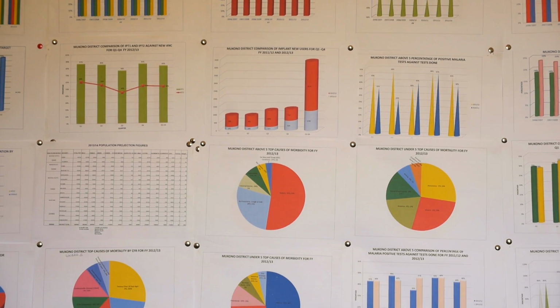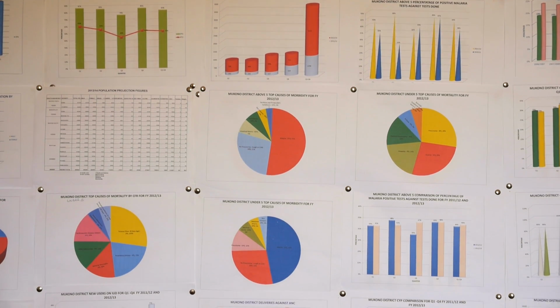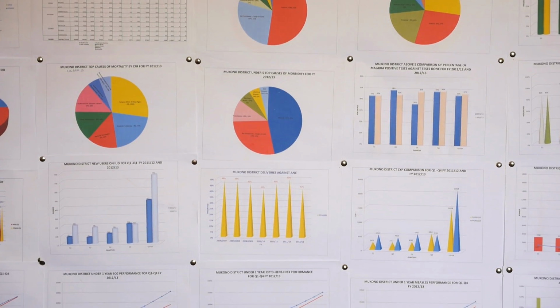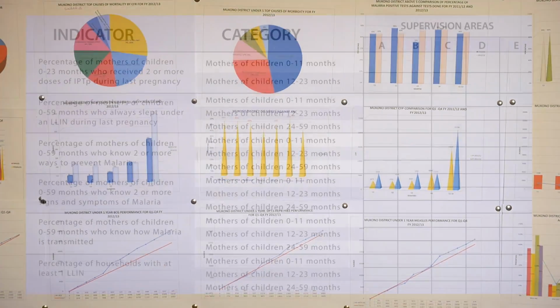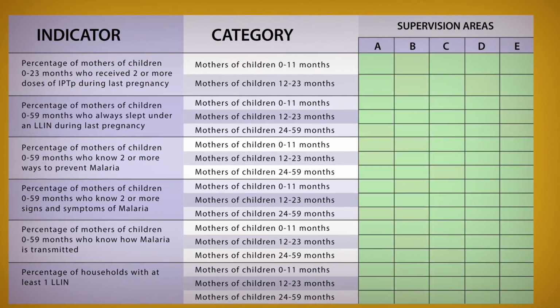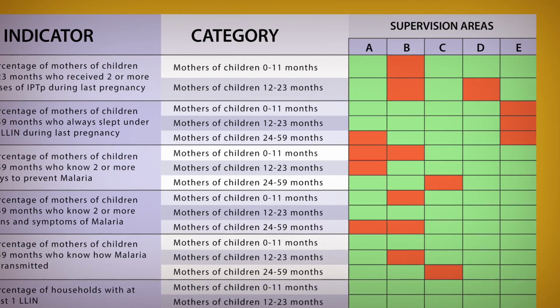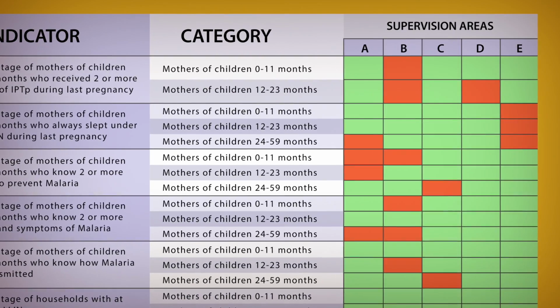With all the data in one place, this helps us to make program decisions to identify priorities by supervision area or by program intervention within the supervision area, and to assign our resources in the best possible way.